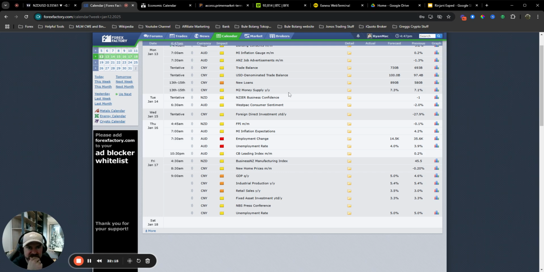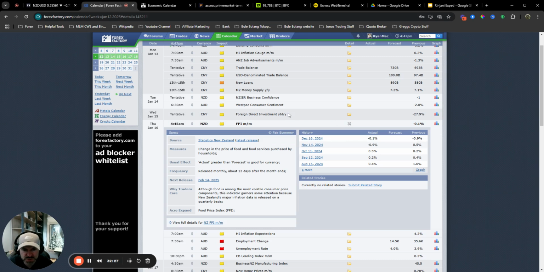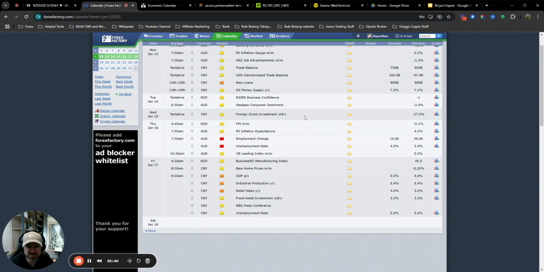Money supply, China, Westpac consumer sentiment, okay. Foreign direct investment, China. FPI, month on month. Let's have a look at FPI so you can see what that is, because it's not a common one. Change of the price of food and food services purchased by households. Oh, so it's like CPI, okay. It must just be New Zealand's method of CPI, okay. And it's a month on month, so we want to see it, but we don't really care, right?